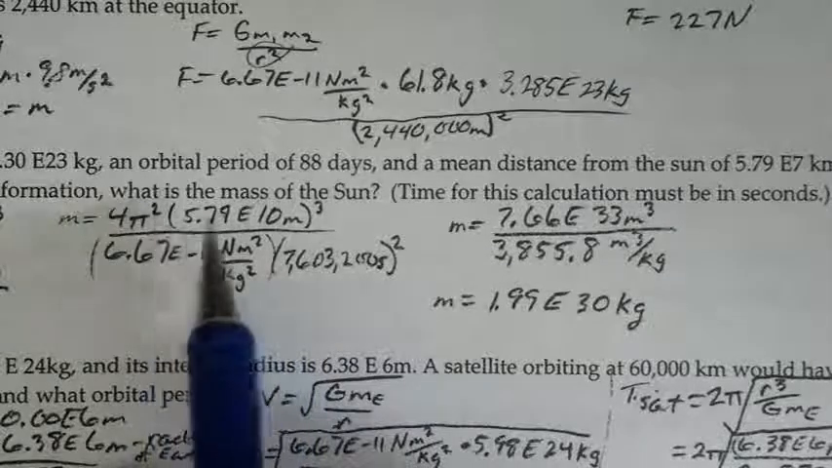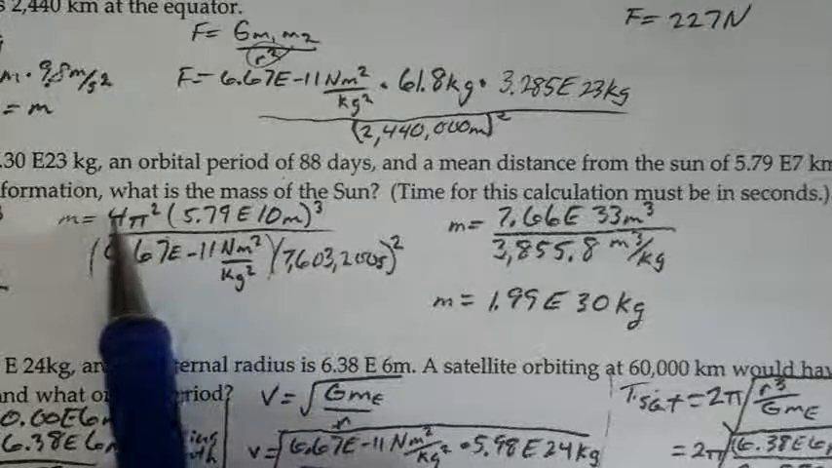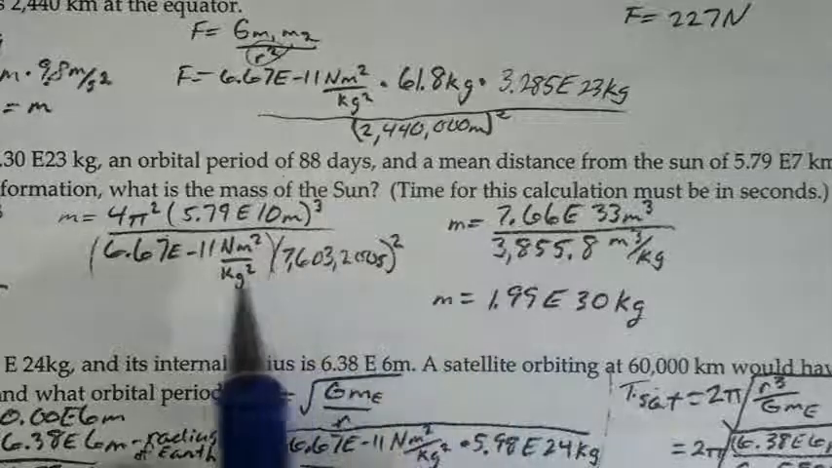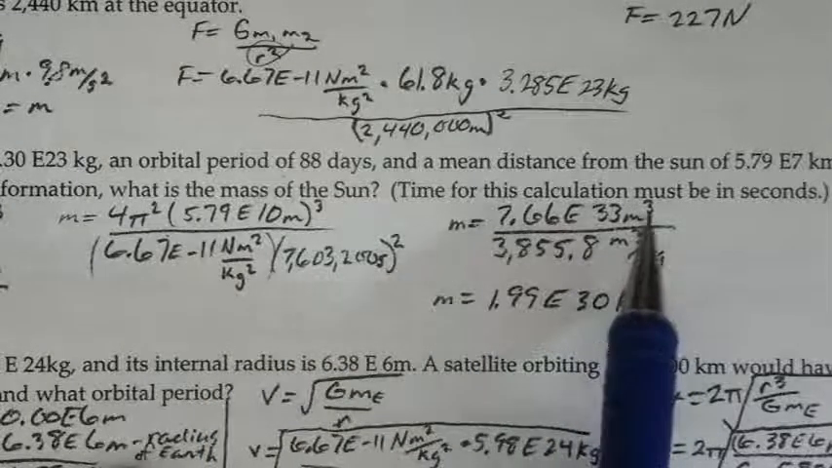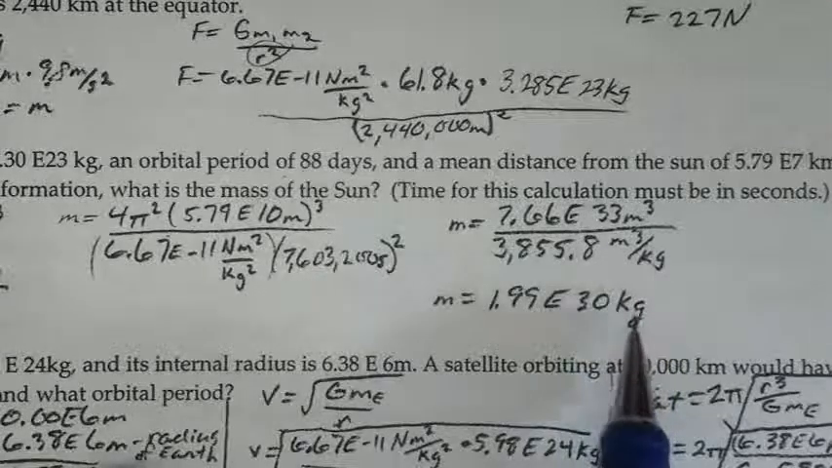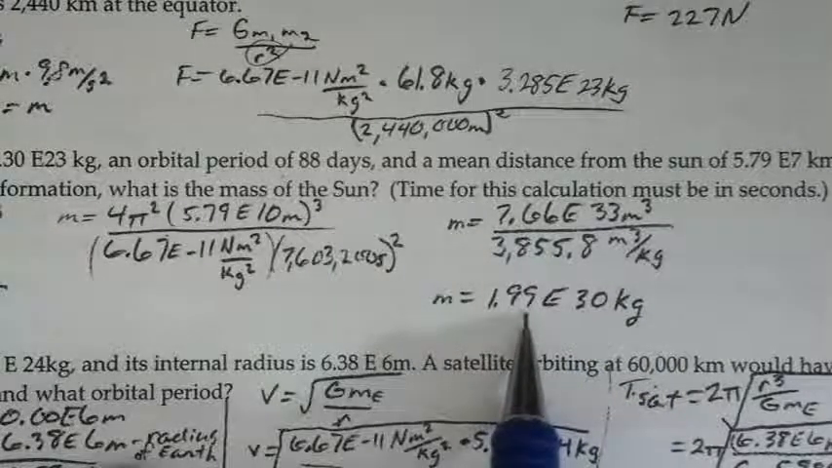So this cubed times pi times 4 gives me this. This squared times this gives me this. And these conveniently cancel out, leaving me kilograms. So this divided by this is this.